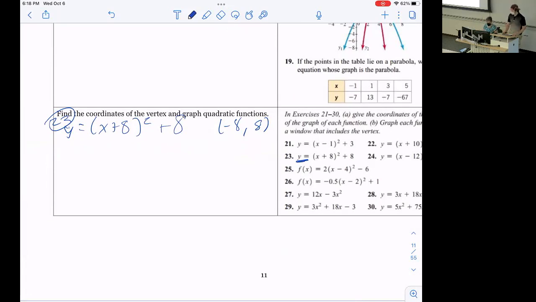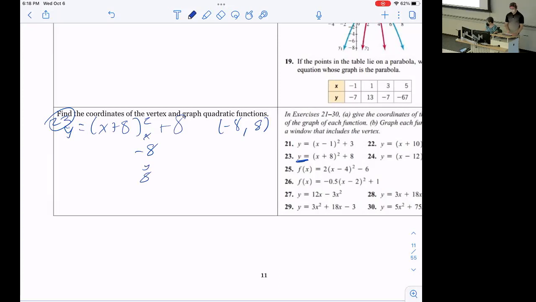But other than that, if we know that our vertex is at (-8, 8), we want to at least include that point, so we're going to need a range around our x, which is -8, and a range around 8 for our y. So this is going to be our x range and our y range.